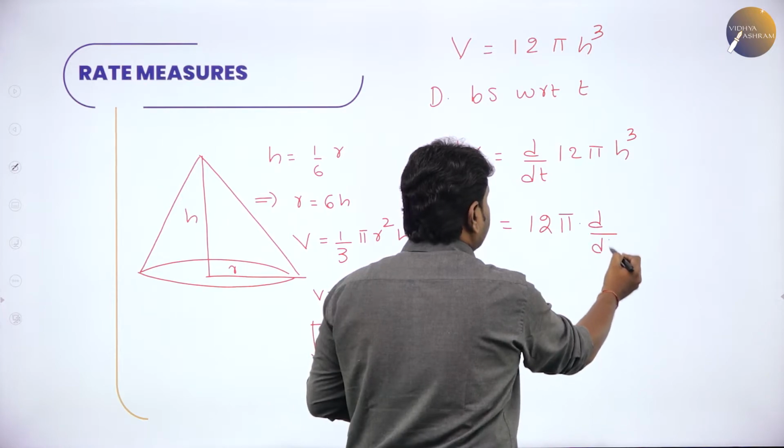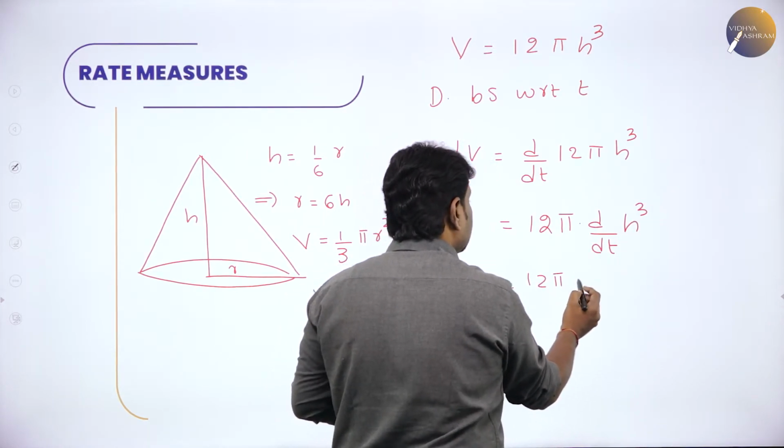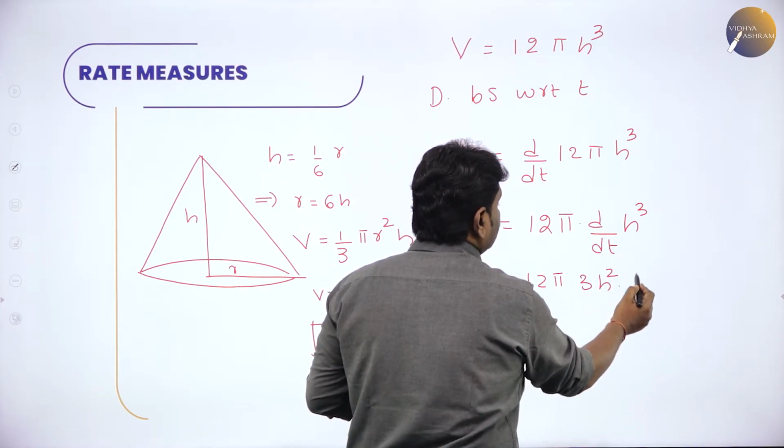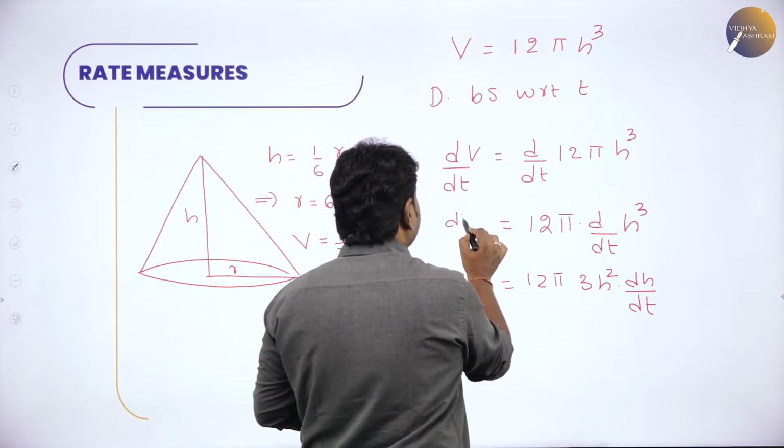Apply d/dt for h cube, and it is in the form of x power n. So d/dt of h cube is what? 3h square, n into x power n minus 1. So into d/dt of internal function into dh/dt. This is the value of dV/dt.